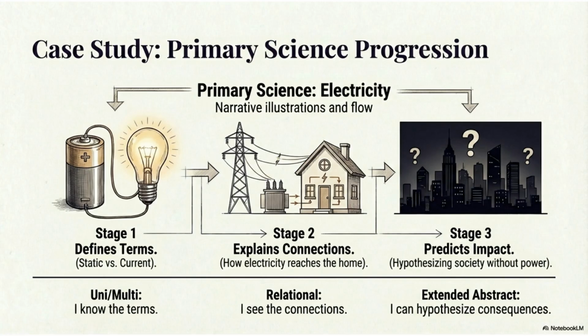In this primary science case study, students progress from uni/multistructural, where they define terms, to relational, where they explain connections, and finally to extended abstract, where they can hypothesize consequences.